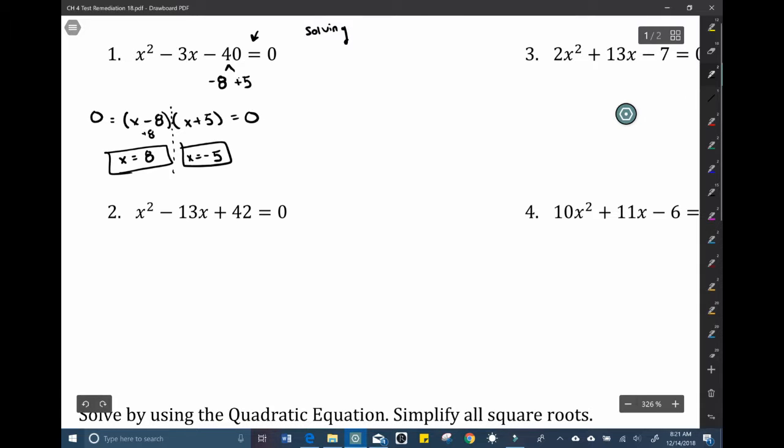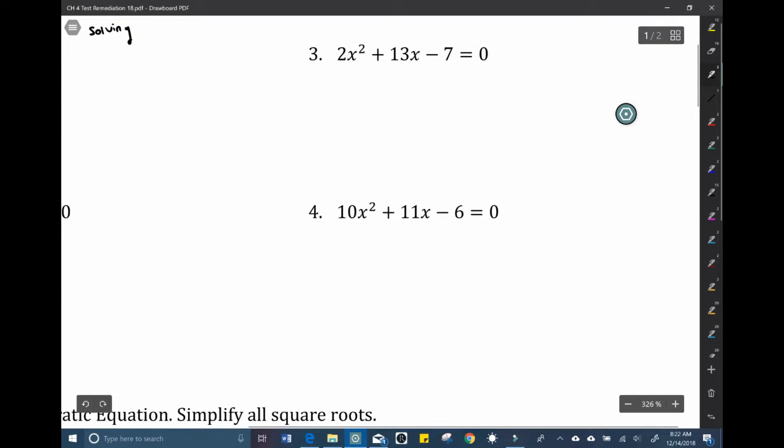Number 2, right down below. Factors that get to negative 13, they're both going to have to be negative 7 and negative 6. I believe those will get us there. That means we have x minus 7 and x minus 6 set equal to 0. We're solving, okay? x equals positive 7 and x equals positive 6. You don't even need to write the positive part down. Okay, so those are both the answers for that.